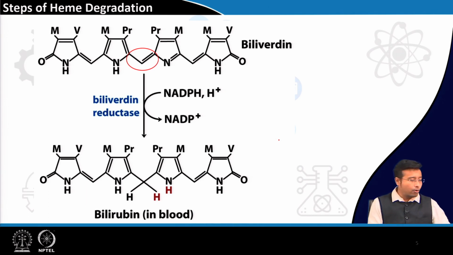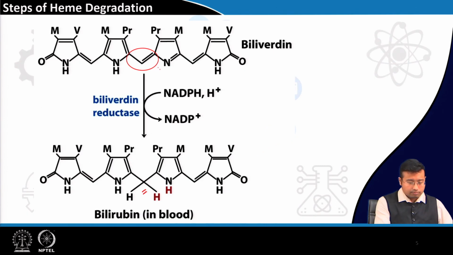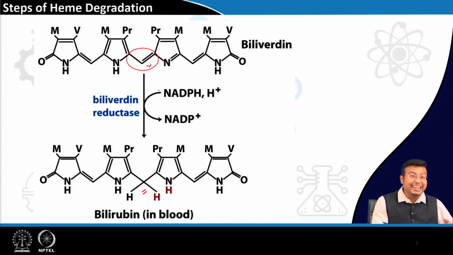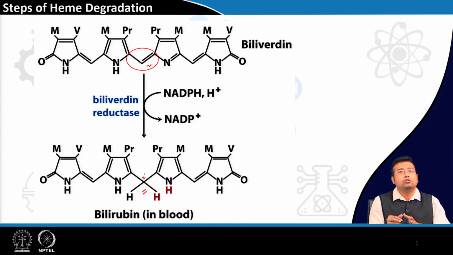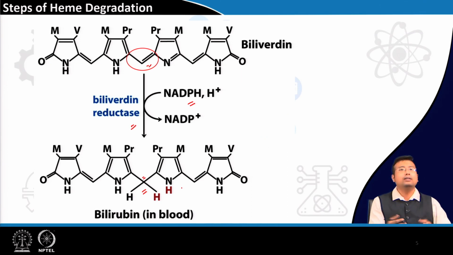Biliverdin is acted upon; you can see this is the structure here. Biliverdin is reduced by biliverdin reductase. Basically this methenyl bridge is reduced to methylene, this is CH2. This reduction of the double bond happens with the help of a reductase, which needs NADPH. So, heme to biliverdin by oxygenation and then reduction of biliverdin to bilirubin.